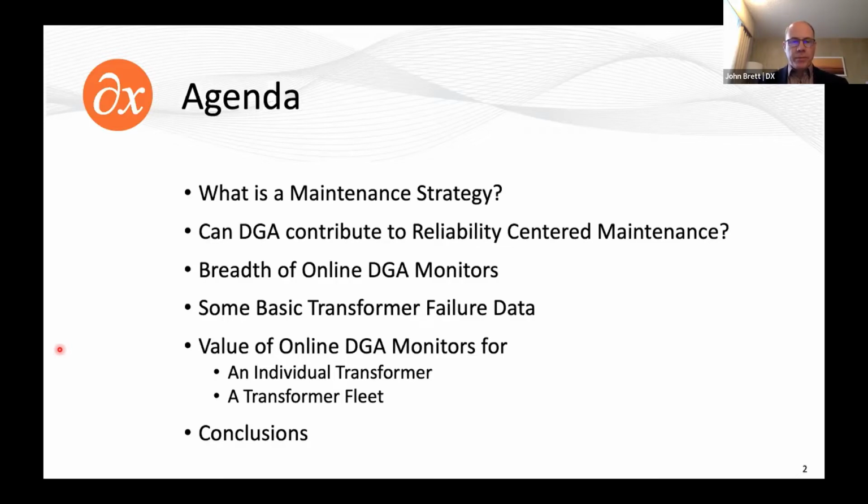So we'll just touch on what is a maintenance strategy. Can DGA contribute to reliability-centered maintenance, which is sort of the ultimate maintenance strategy that people talk about. We'll touch on the breadth of online DGA monitors and cover some basic transformer failure data, to set up the value calculation of DGA monitors, both on an individual basis and how you might apply a constrained budget, not that any of us have any budget constraints, across a transformer fleet. And then we'll wrap it up with some conclusions.